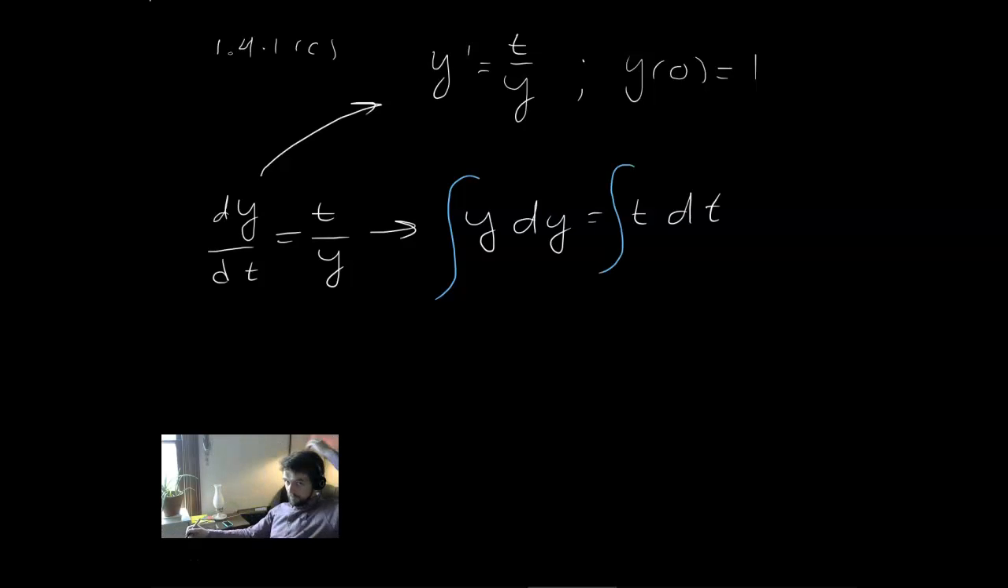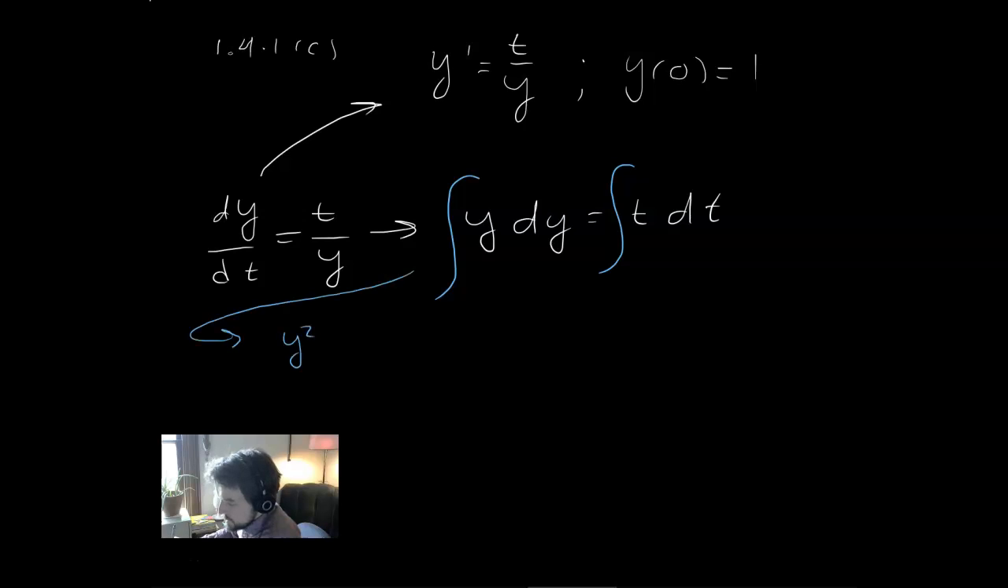So now it's a fine symbol. So what does this become? Well, this gives you, bring it back over here, y squared over 2 is equal to t squared over 2 plus some constant. And this constant is really what's going to be the issue of finding.